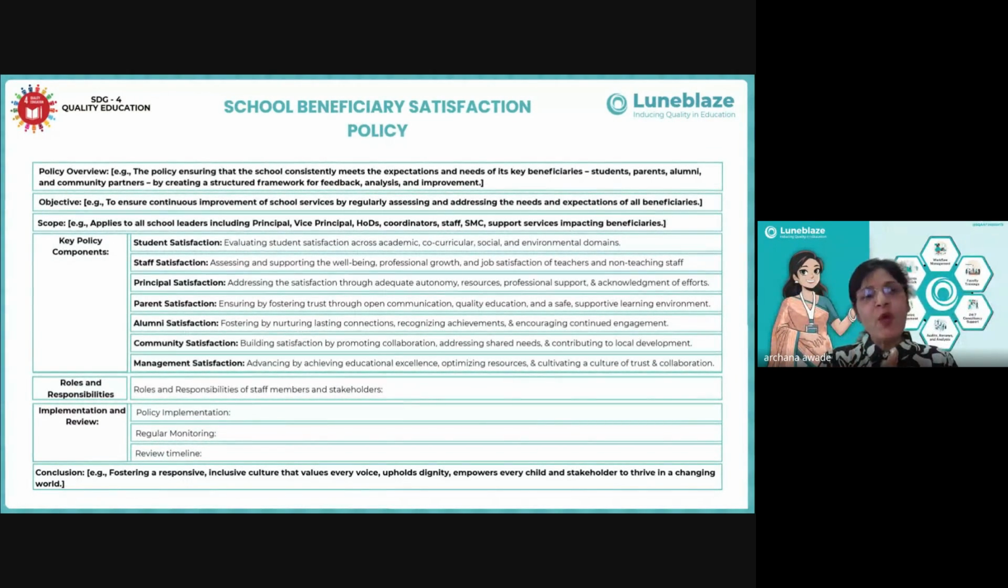So through this policy, the school commits to valuing every stakeholder's voice and also ensuring our school remains responsive, inclusive, and future ready. Because in this policy document, we are taking care of the satisfaction factor of all our stakeholders.